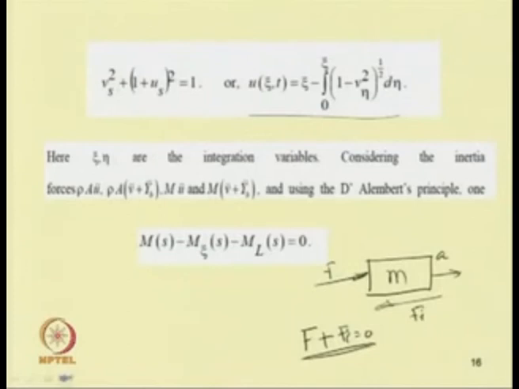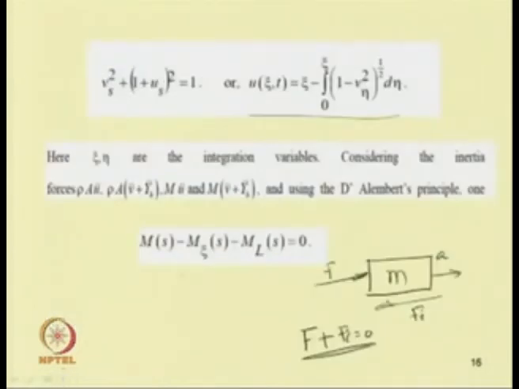So, if one uses this inextensibility condition and differentiates this equation twice, where ms equals m zeta s plus m l s, one can obtain this equation.